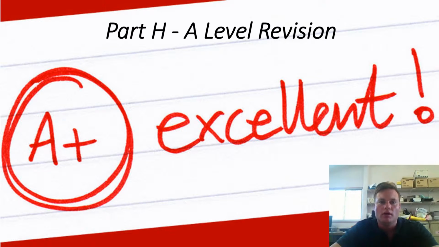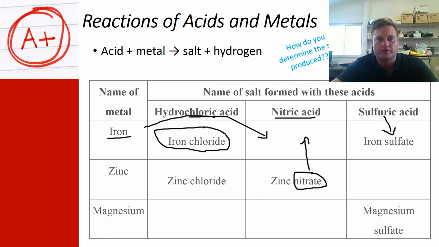Alright, having a look at our A-level revision. So the A-level revision on the exam is going to focus on some of those word equations that we've had a look at for neutralization, looking at combustion, and also acids with carbonates and acids with metals. So you are going to need to know these following formulas off by heart. An acid plus a metal makes salt plus hydrogen.